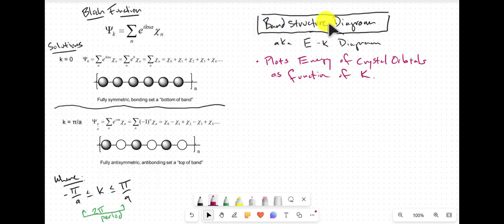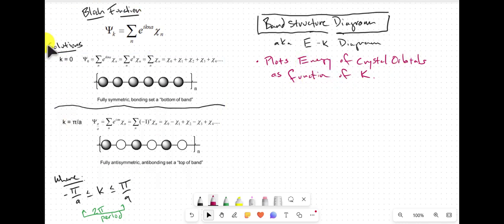And so they're called band structure diagrams. People call them band diagrams for short, and sometimes you'll see them referred to as EK diagrams. And the reason for that is because they're plots of energy of the crystal orbitals, which remember, crystal orbitals are essentially molecular orbitals for all of the atoms in the lattice points over the infinite crystal. And that energy of the orbitals is plotted as a function of k.